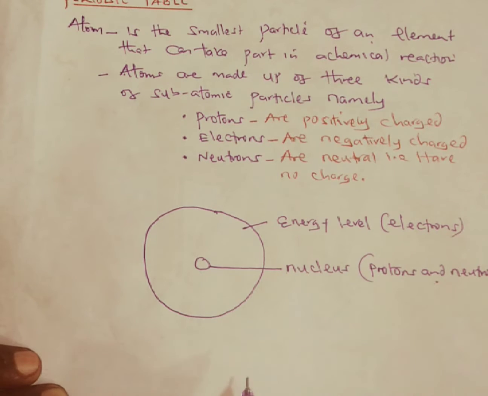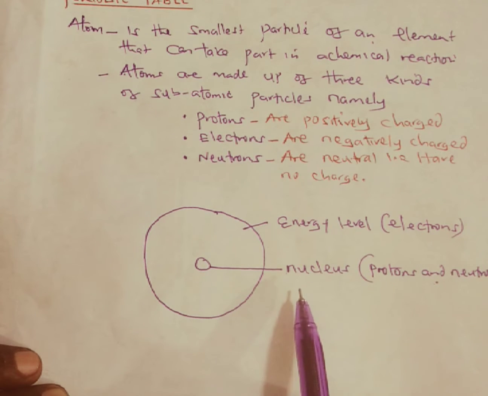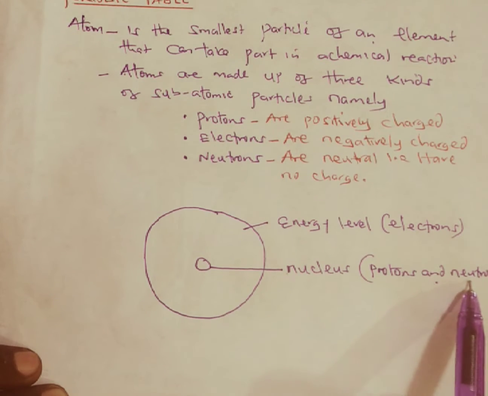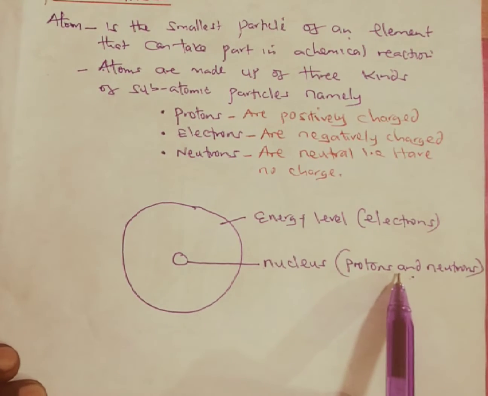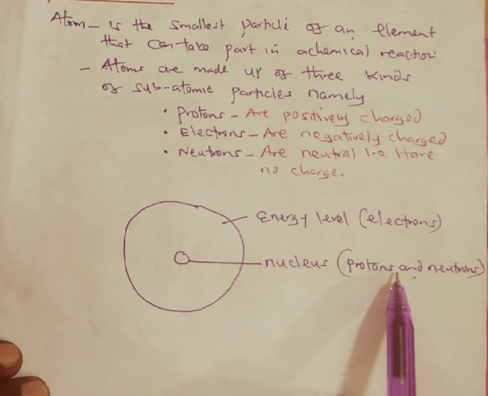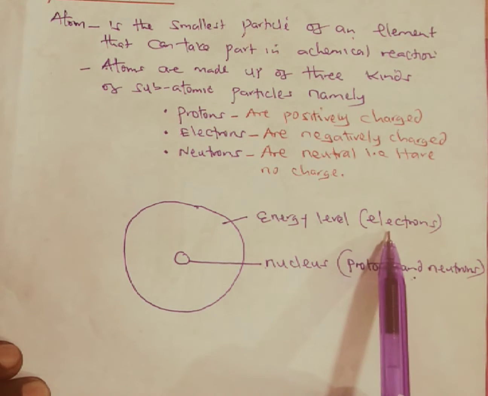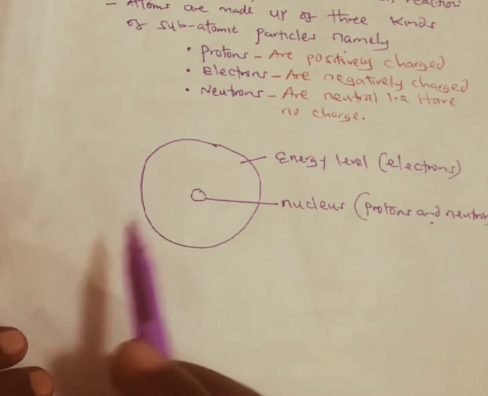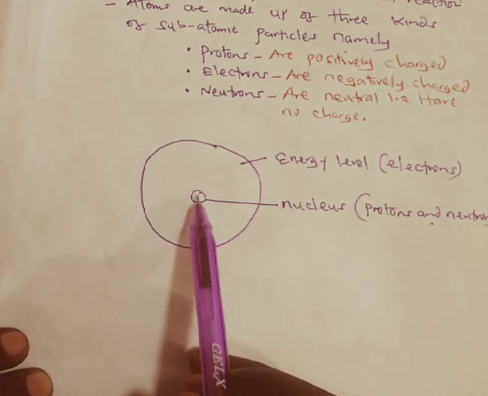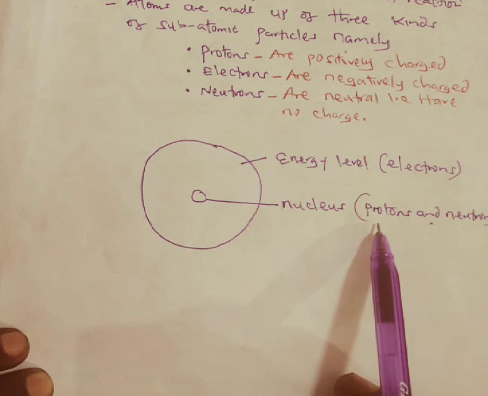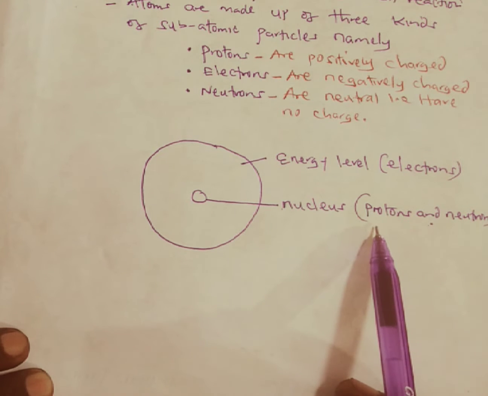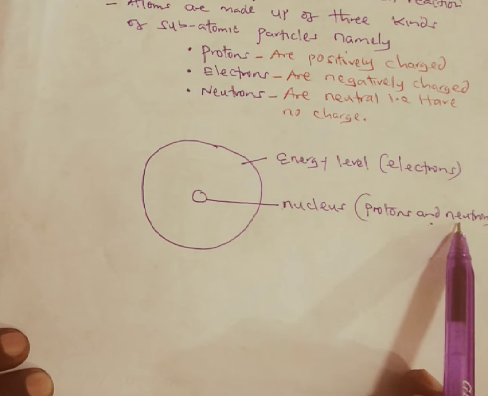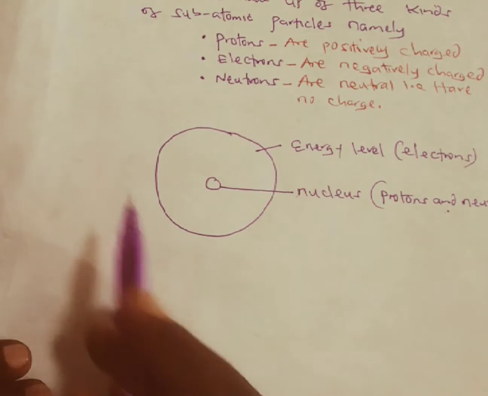So in other words, the subatomic particles that occupy the nucleus are the protons and the neutrons, while the subatomic particles that occupy the energy levels are known as the electrons. The number of protons in the nucleus of an atom gives us what we call the atomic number, while the sum of the number of protons and the neutrons gives us the mass number.